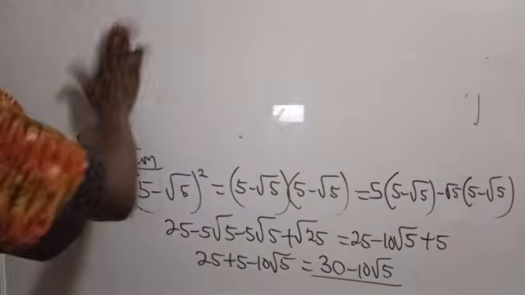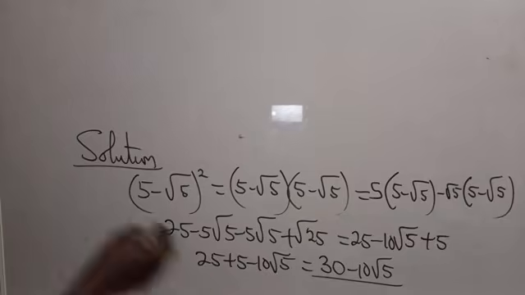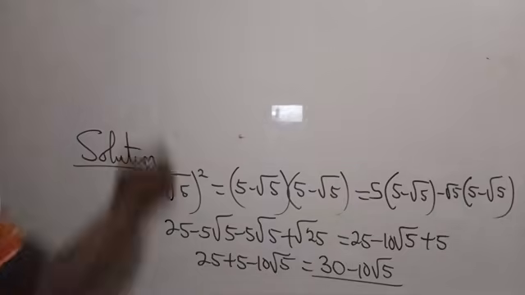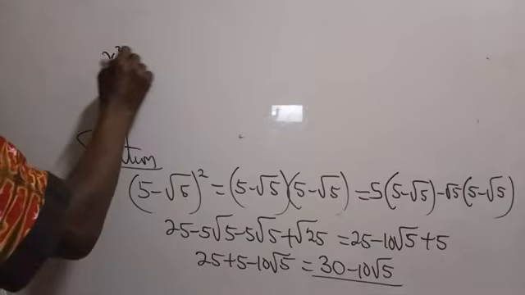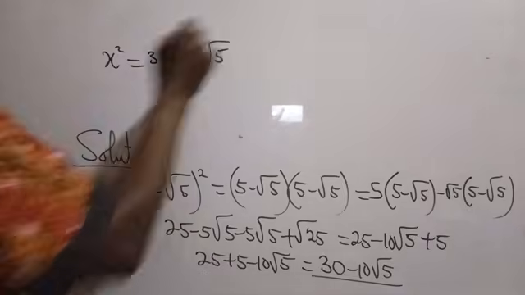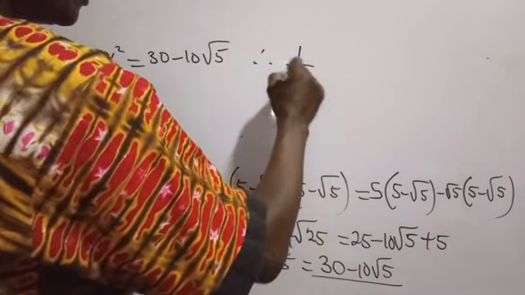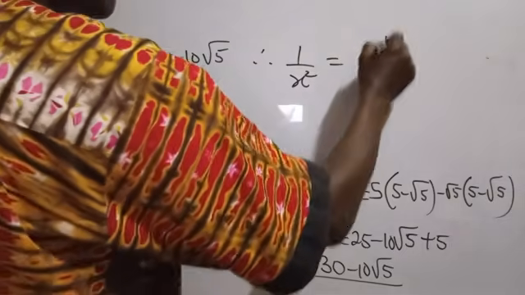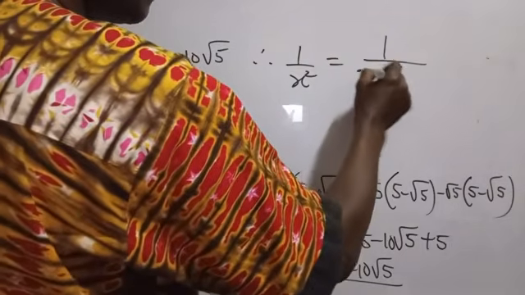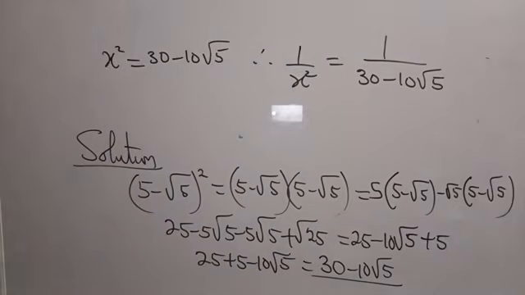Now, don't forget we are looking for x squared plus 25 over x squared. Having gotten this, our x squared now is 30 minus 10 root 5. That's our x squared. So therefore 1 over x squared will be 1 over 30 minus 10 root 5. And this is an irrational surd, so we have to rationalize by the conjugate.